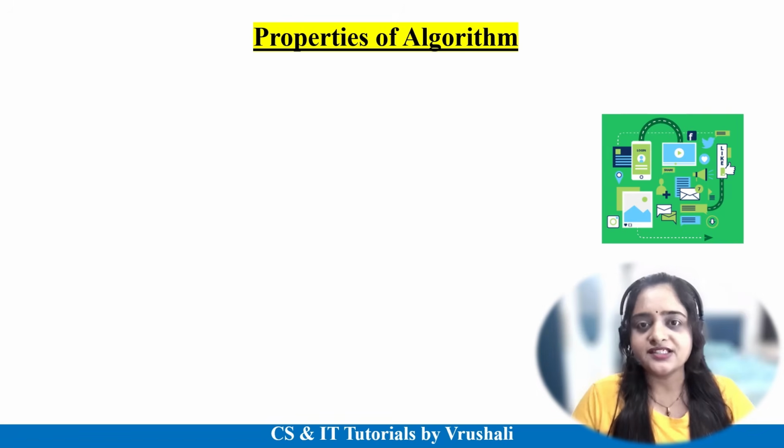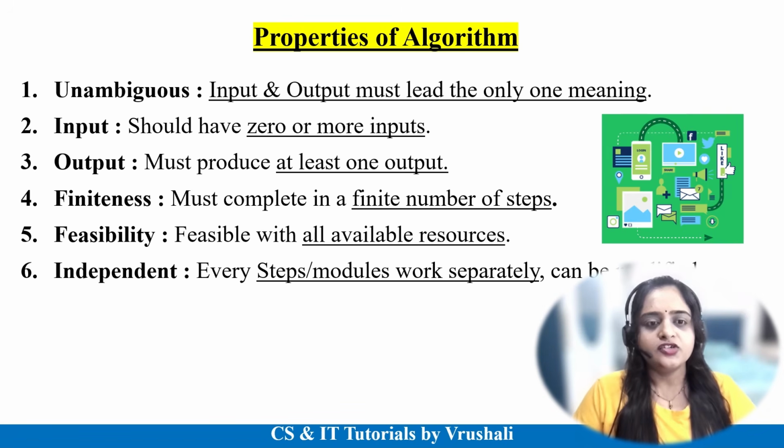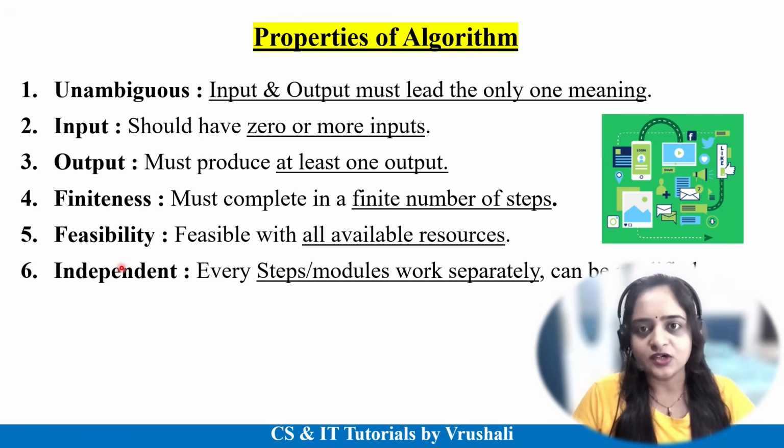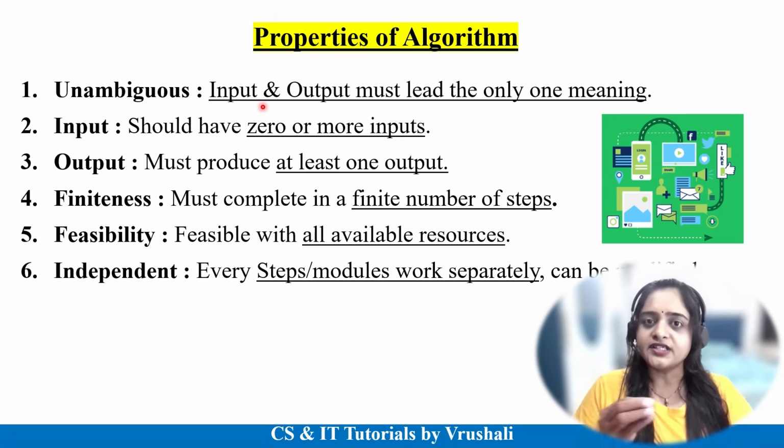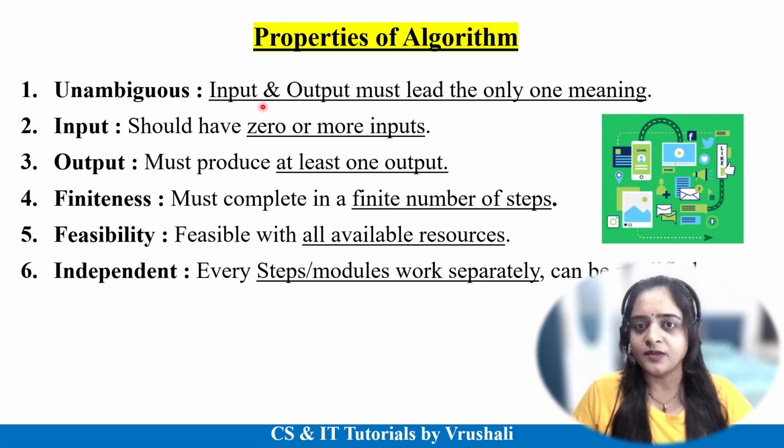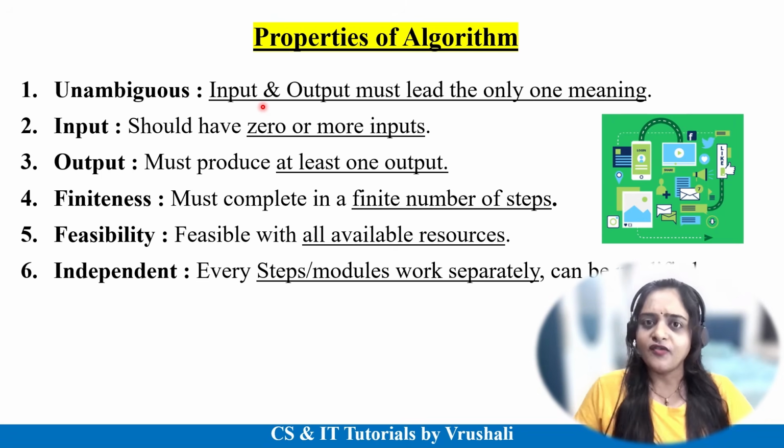The next topic is properties of algorithm. So these six are the main properties of algorithm. If you follow these properties, then only your algorithm will get the accurate result. The first property is called unambiguous, which means whatever the input and output of a particular program must lead to only one meaning. While doing an addition program, there are a total of two inputs necessary, right?